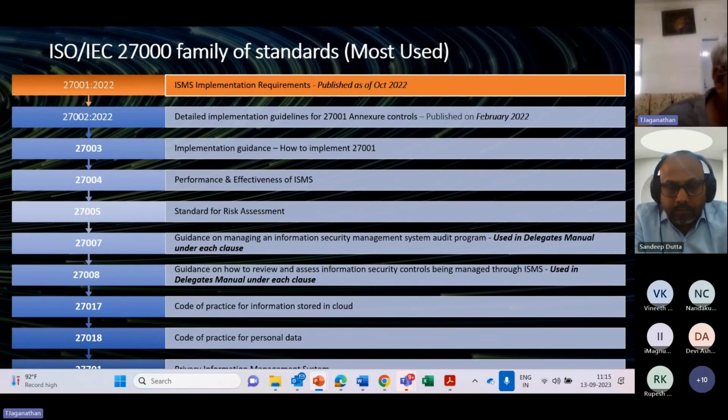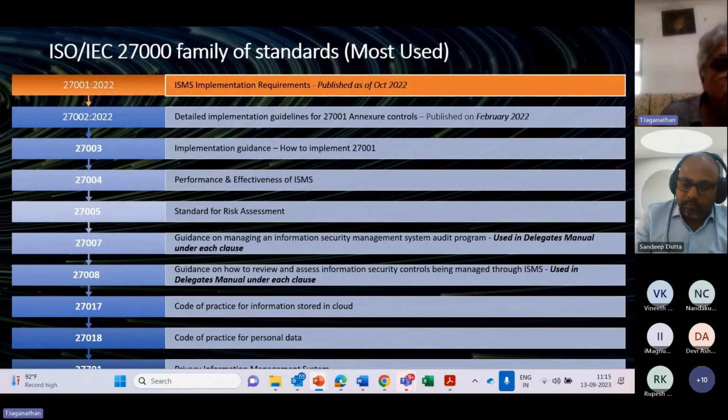Those guidelines, the training we are going through itself, is more on 27002, you can say. But 27002 is only on the annexure controls. In the training, we will see both the framework controls as well as the annexure controls. I'll tell you the difference between the two. So this training is a generic implementation guideline for the complete 27001. Metrics alone is 27004.